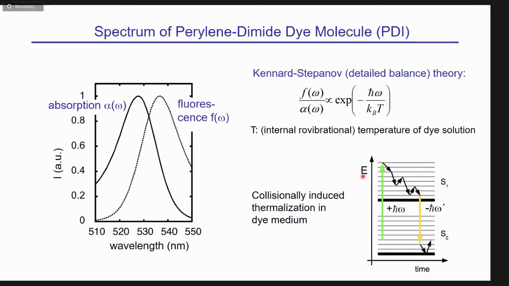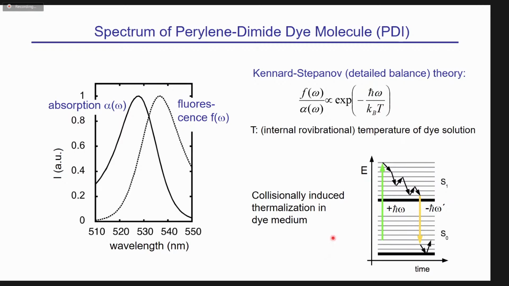This thermalization then also imprints on the spectrum of the absorption and re-emission events. Basically, if you add the corresponding absorption amplitudes between the sublevels and the emission, and you look at the line shapes, you obtain this Kennard-Stepanov Boltzmann-like frequency scaling. The temperature that comes into play is the internal rovibrational temperature of the dye. And this, of course, equals the kinetic temperature, which in our case is room temperature.